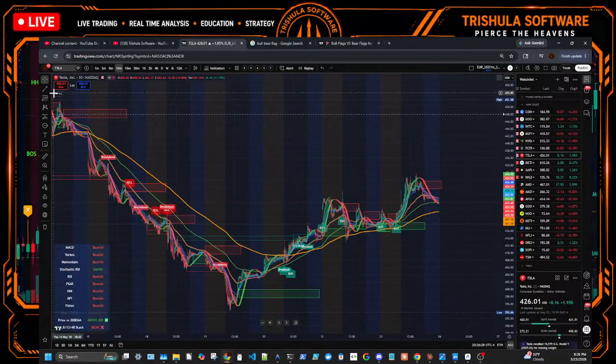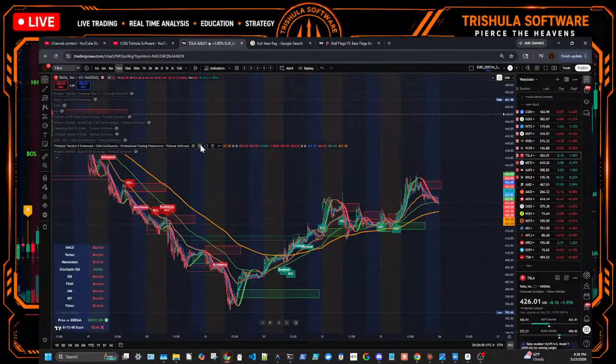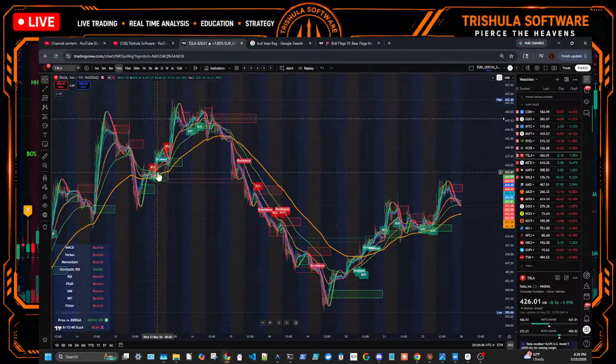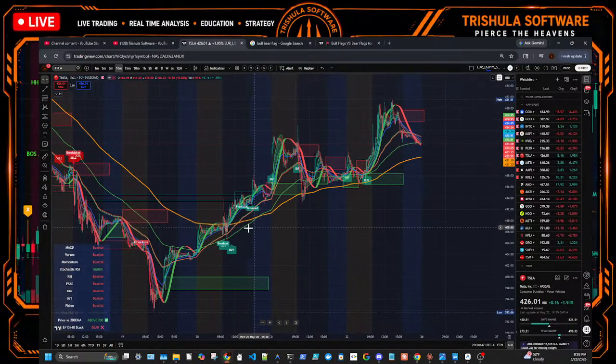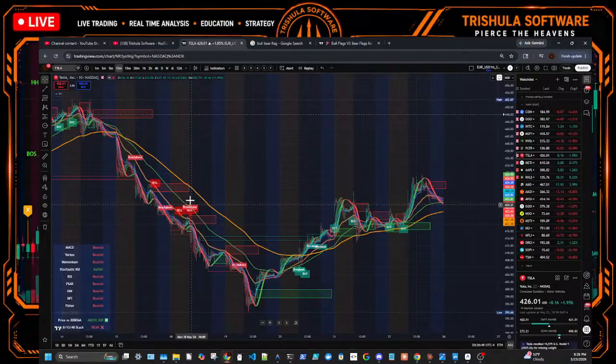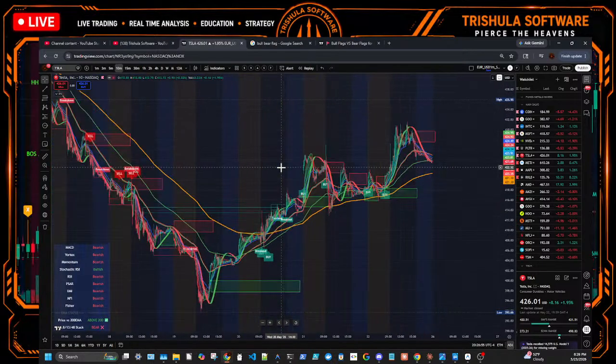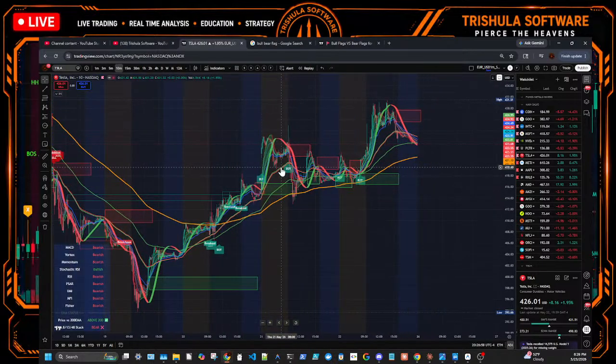So this little pup right here is the one that started it all for us. This was the first indicator that I ever built. This was the first coding anything I ever built. It went through so many iterations and names, and it ended up becoming the entire namesake of this little thing we started here at Trishula Software. In short, Trishula is what we call a dual trend wave system.